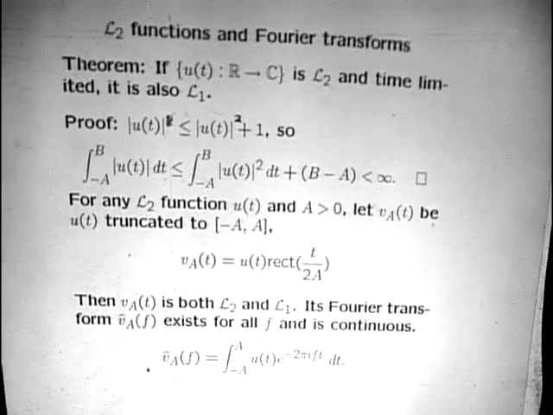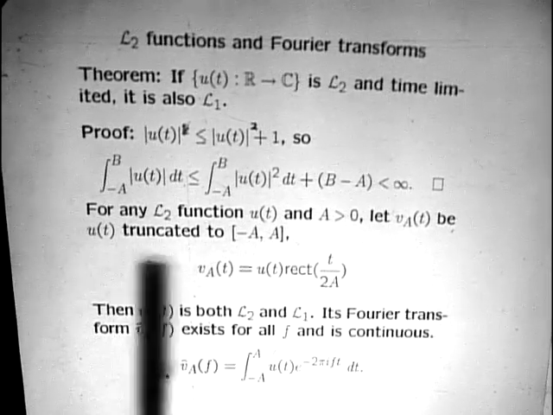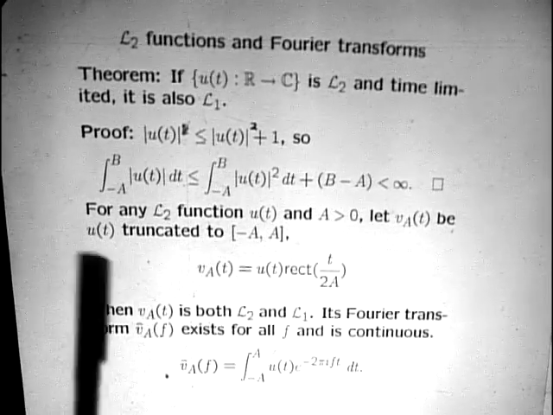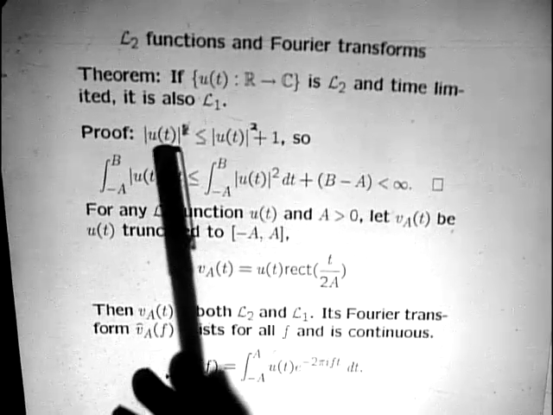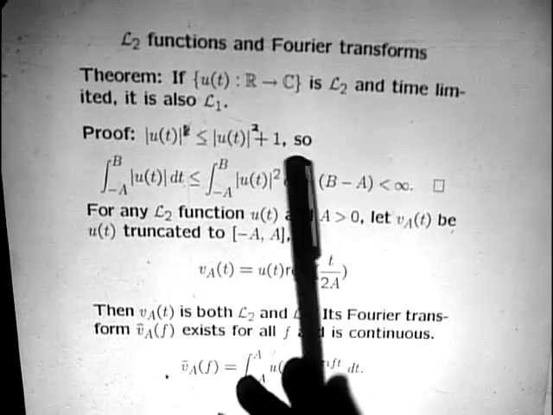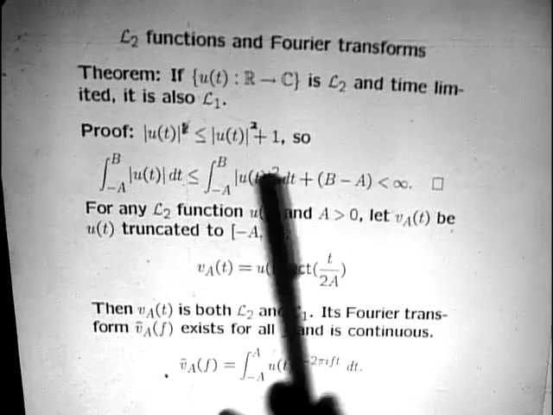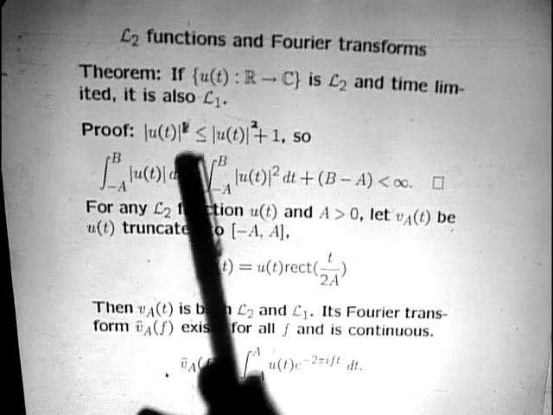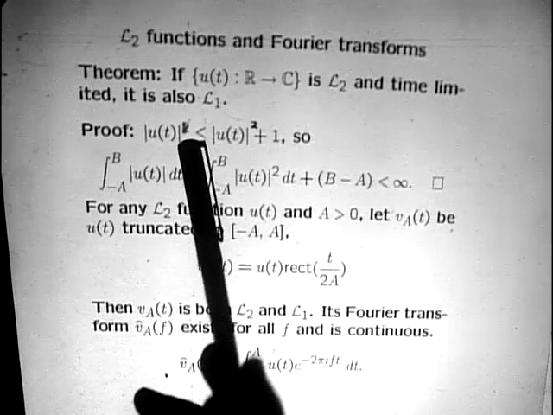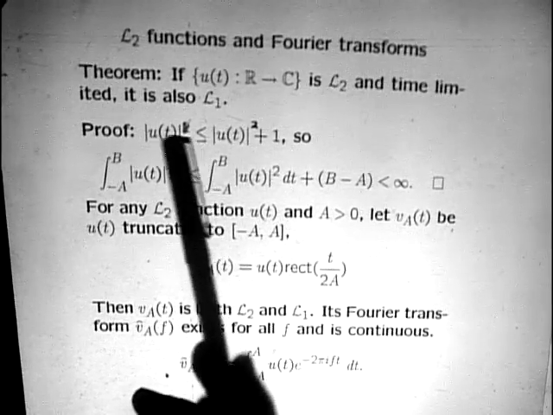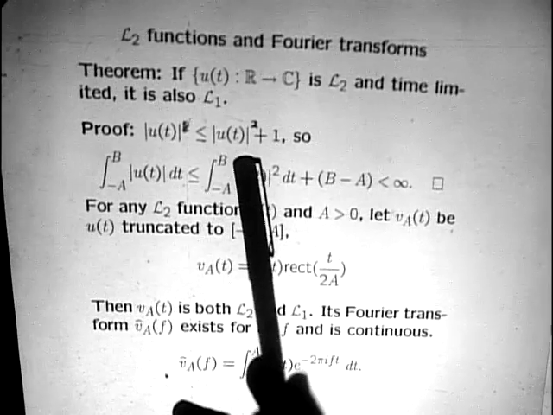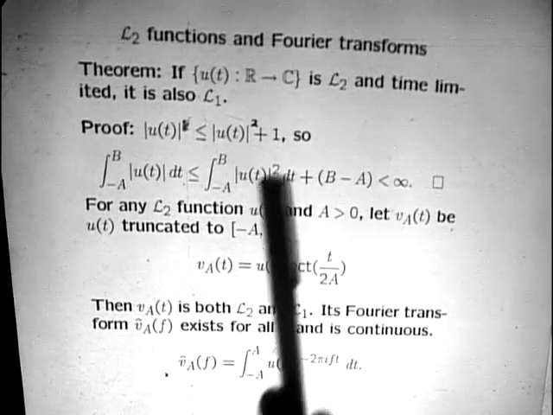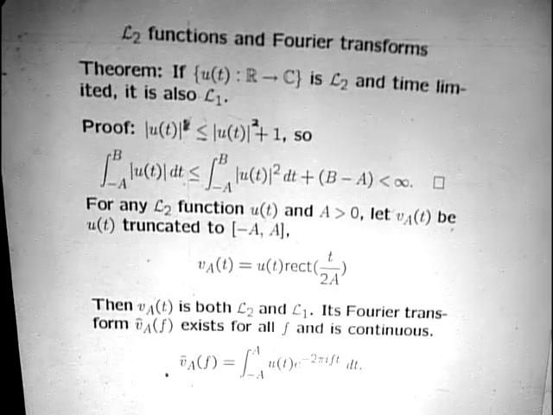Okay, now, two cases. First one, let's suppose that the magnitude of u of t is less than or equal to 1. Well, then the magnitude of u of t is less than or equal to 1, and this is positive, so this is less than or equal to that. Let's look at the other case. The magnitude of u of t is greater than or equal to 1. Well, then it's less than or equal to the magnitude of u of t squared. So either way, this is less than or equal to that.